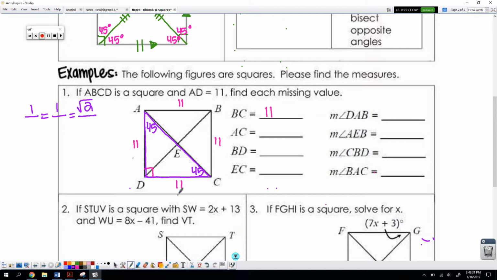So we already have 11 and 11. So we'll put 11 here and 11 here. And we want to know that hypotenuse. So what we do is we cross multiply. So we have 1 over 11 equals the square root of 2 over x. So let's cross multiply and we get x equals 11 square root 2. So all the way from A to C, that's this part right here in blue, is 11 square root 2.